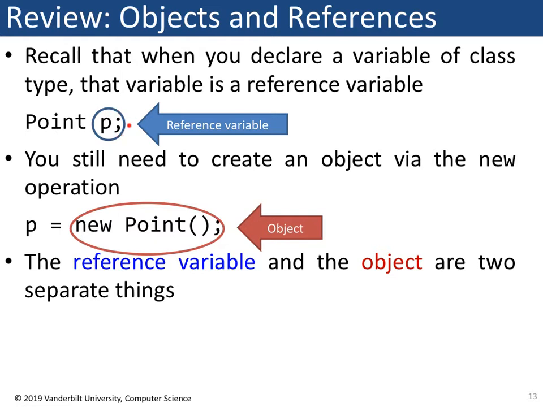So this is the place where we will store our reference, and this is the object that we are going to build in memory, and we are going to store a reference to that object in that reference variable. The reference variable and the object are two separate things, but they have a relationship. The object is the thing in memory, and the reference variable is the holder for the address. It's the holder for the reference, hence the name reference variable.